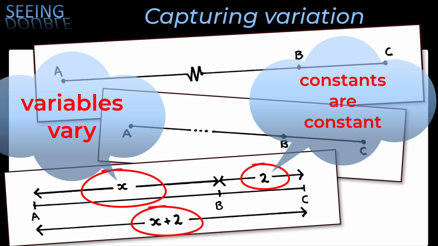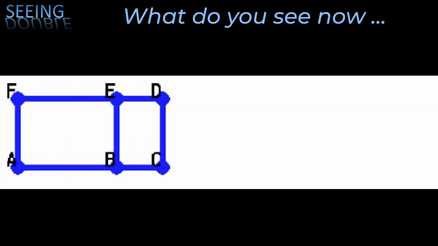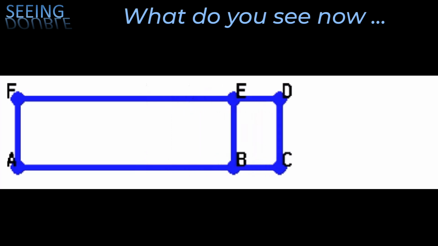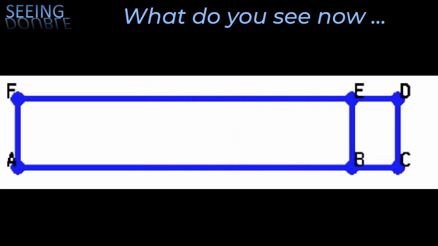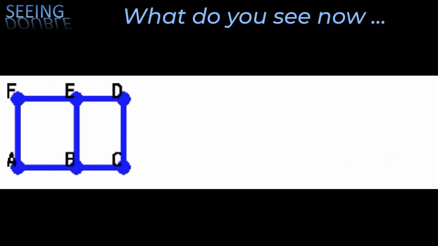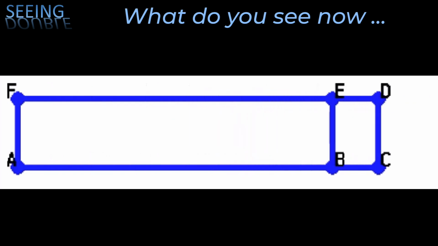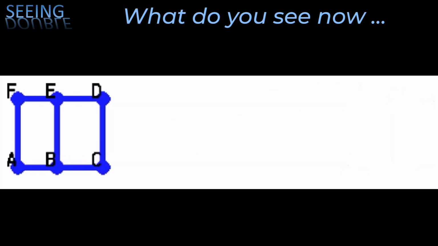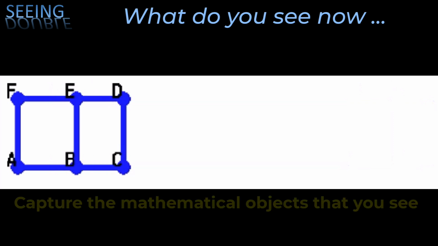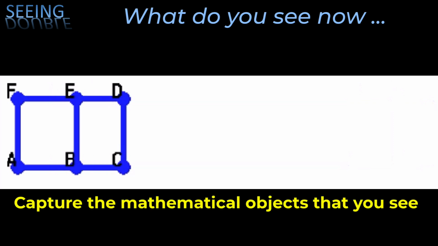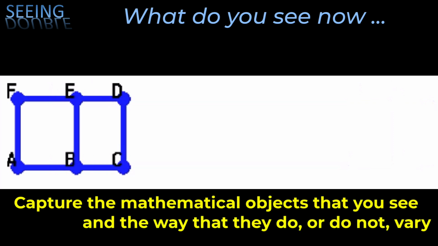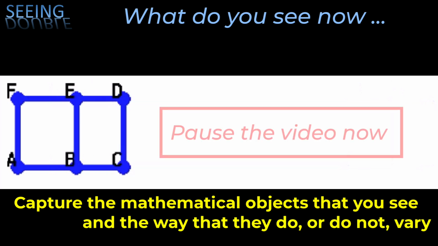Now that we have this clever way to represent variation using a variable, as well as some nice diagrammatic techniques, let's take a look at this dynamic diagram. Pause the video now and capture on paper the mathematical objects that you see and the way that they do or do not vary.